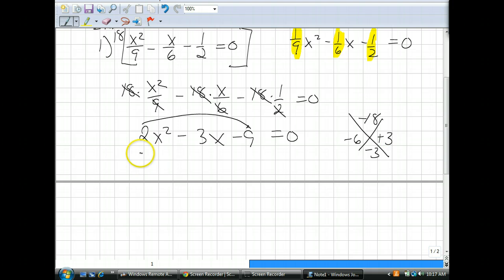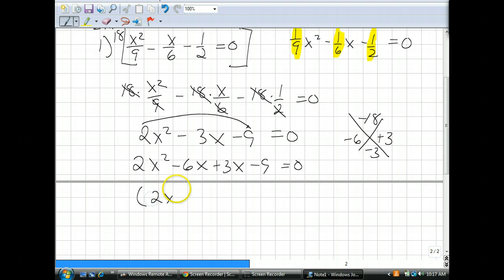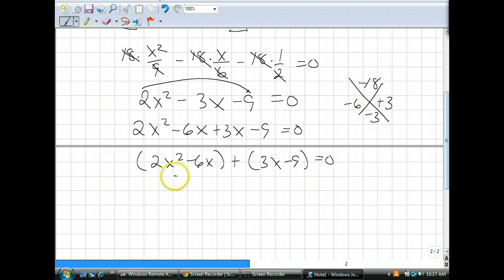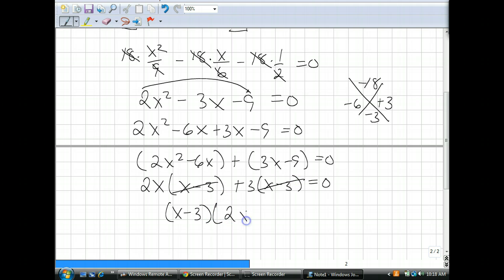So because we multiply by the leading coefficient, we're going to replace the negative 3x with what it came from. It came from a negative 6x and a positive 3x. Then because we have 4 terms, we're going to group. Then we're going to look for common factors. So in the first parentheses, a common factor of 2x. In the second parenthesis, there's a common factor of 3. And then the common factor is x minus 3. So this is gone, this is gone. That leaves us a 2x plus 3.